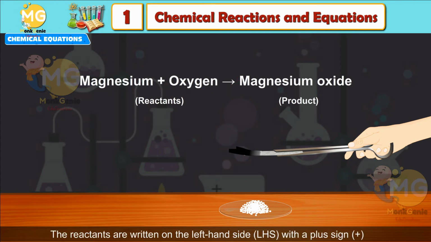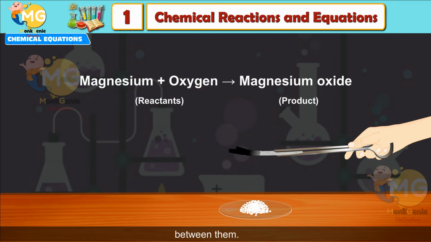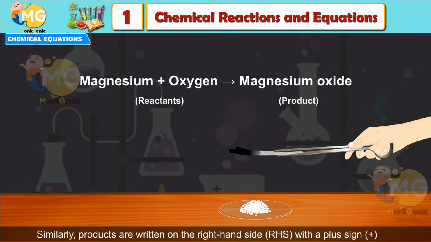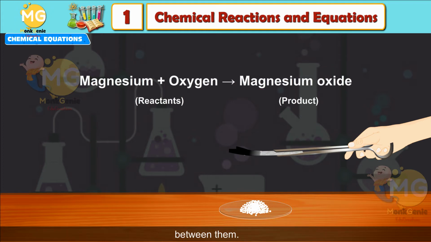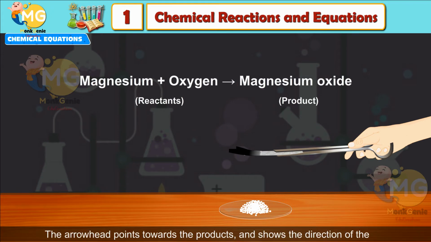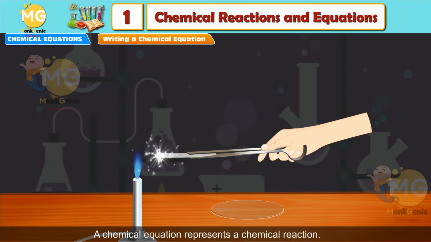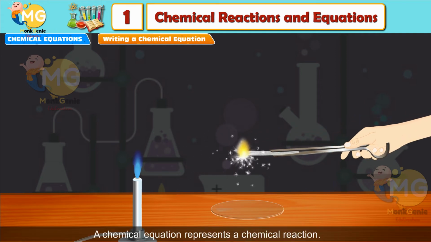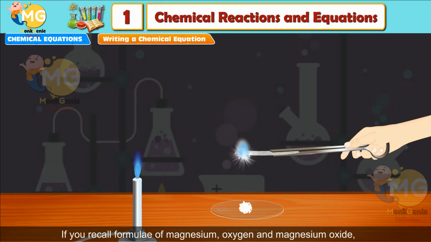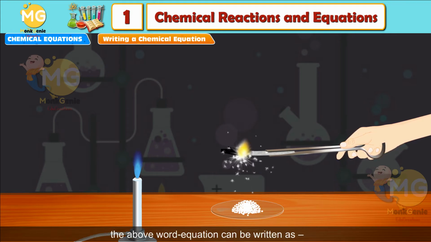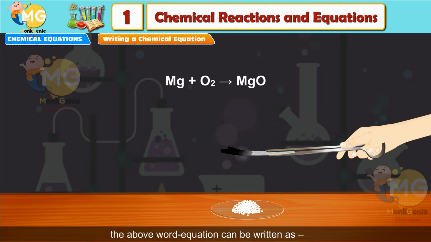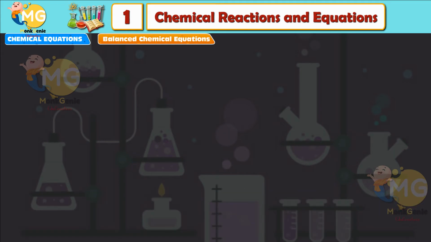The reactants are written on the left-hand side, LHS, with a plus sign between them. Similarly, products are written on the right-hand side, RHS, with a plus sign between them. The arrowhead points towards the products and shows the direction of the reaction. Writing a chemical equation. A chemical equation represents a chemical reaction. If you recall formulae of magnesium, oxygen and magnesium oxide, the above word equation can be written as Mg plus O2 gives MgO. Balanced chemical equations.